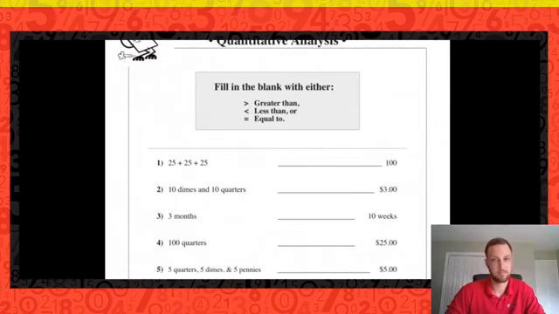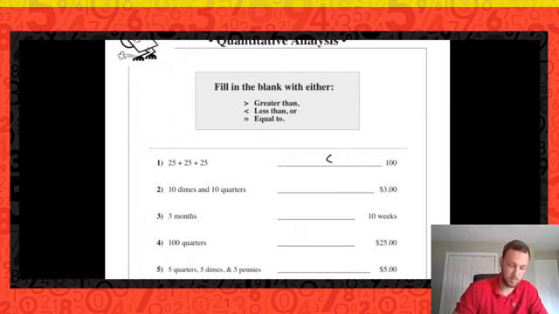All right, let's do another couple of these. 25 plus 25 plus 25. Whenever we're looking at 25s, I like to think about quarters and dollars, and I know that there's 4 quarters in $1. If I only have 3 25s, you know that is less than 100, right? 25, 25, and 25 is 75, and that is less than 100.